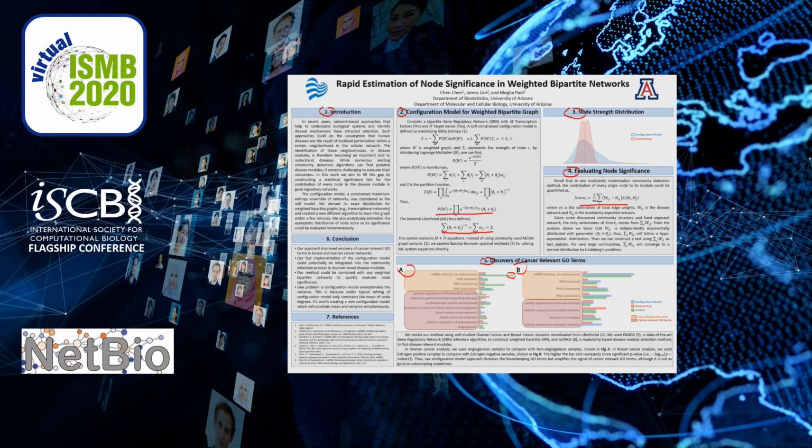So, a quick summary. Our method improved recovery of cancer-relevant GO terms in both ovarian and breast cancer. Here we use the PANDA network as an example, but technically our pipeline could be integrated with any weighted bipartite network to evaluate node significance. We also noticed the problem of variance overestimation. This is unavoidable for large-scale gene regulatory networks, so it motivates us to develop a new configuration model to constrain both the mean and the variance in the future.